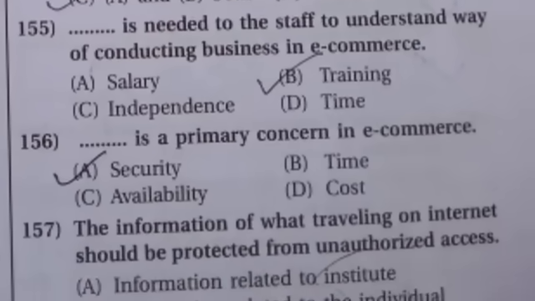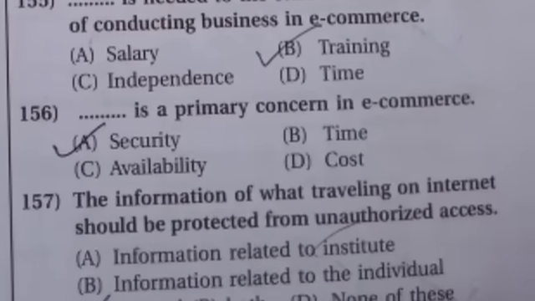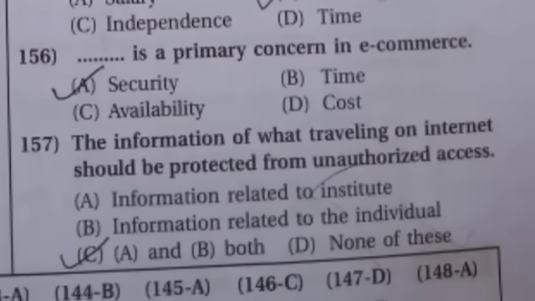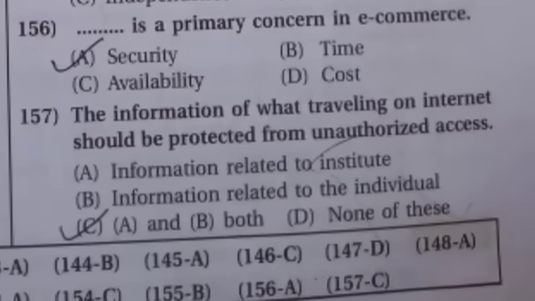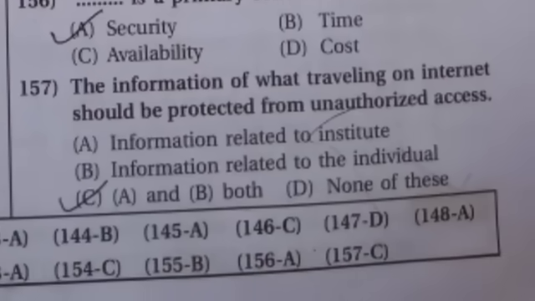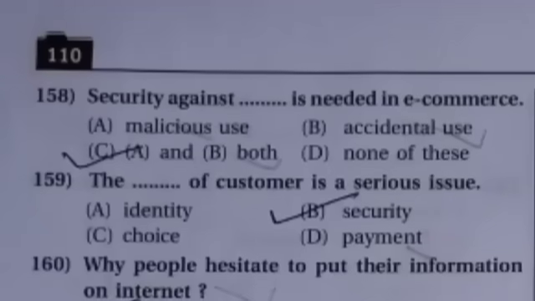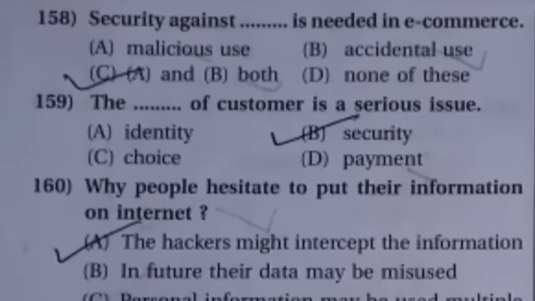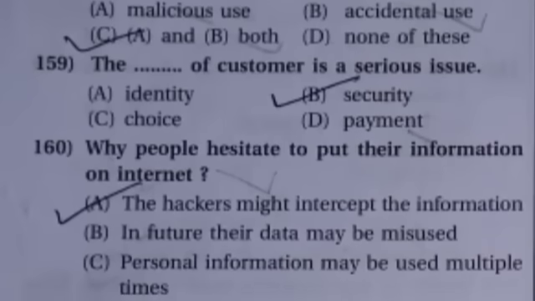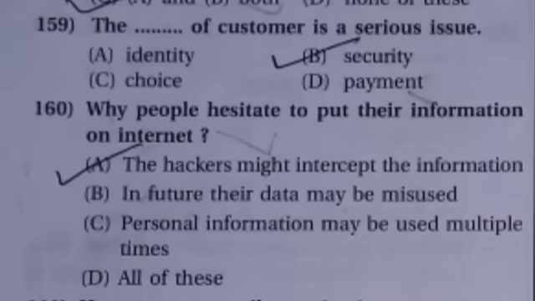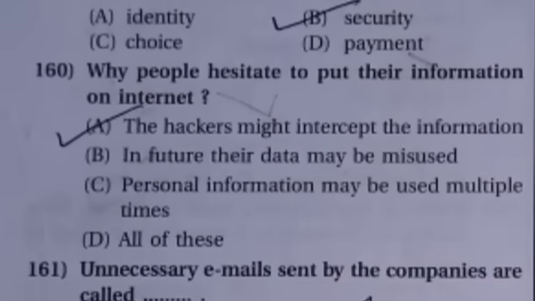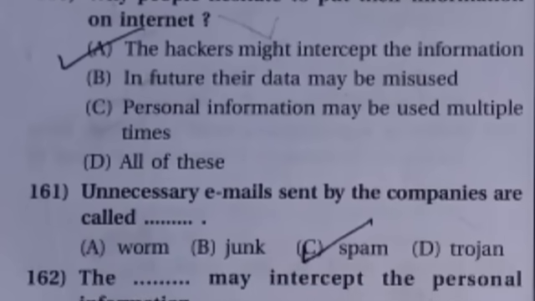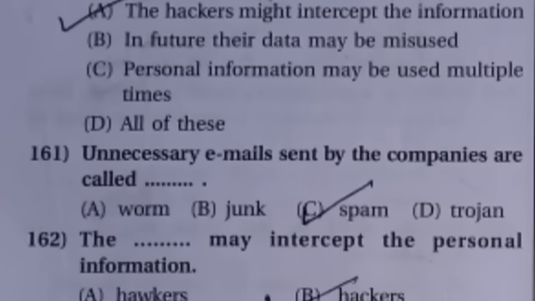Dash is primary concern in e-commerce. A. Security. The information of what traveling on internet should be protected from unauthorized access. C answer है A and B both. Security against dash is needed in e-commerce. C answer है A and B both. The dash is customer is a serious issue. B. Security. Why people hesitate to put their information on internet? A answer है the hacker might interrupt the information.